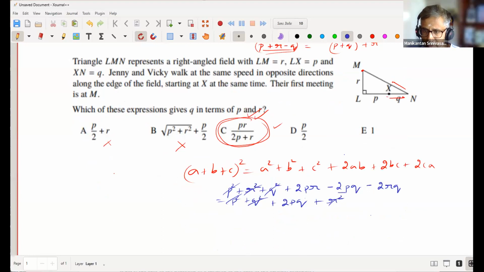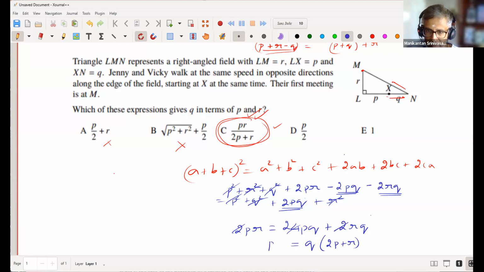So let's collect all the terms which have Q. This guy, and this guy. Let's bring all of them to one side. So 2PR equal to 4PQ plus 2RQ. Okay. So of course I can cancel off a 2 here. Okay. So this becomes Q times 2P plus R equal to PR. And yes, of course, if you bring this to the bottom, you get this answer.